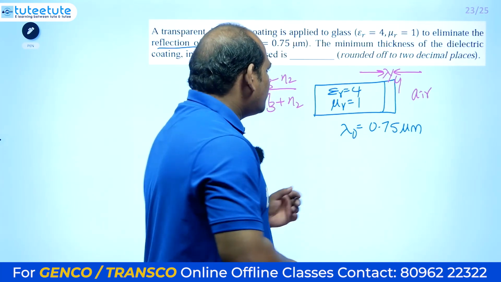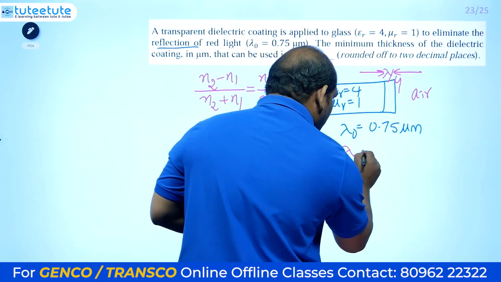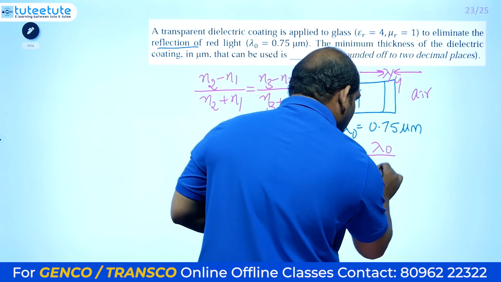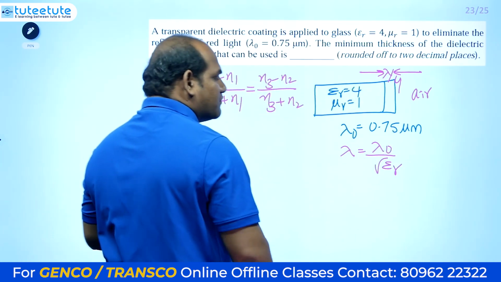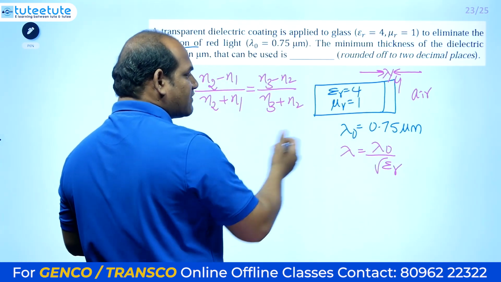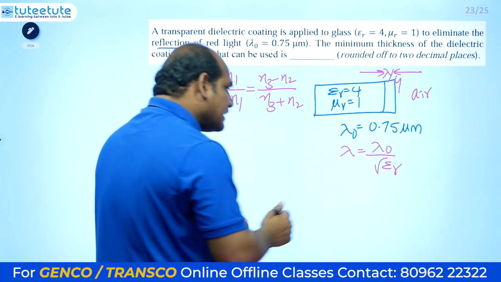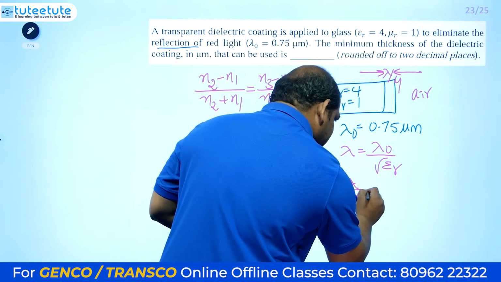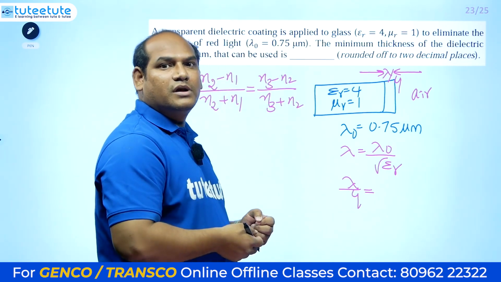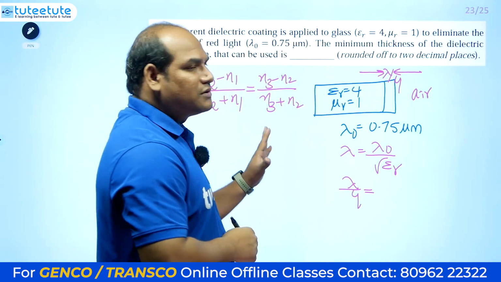So the lambda value we have to calculate using root of mu r epsilon r. We have lambda naught and we have the epsilon r value. Get the value of lambda and get the value of lambda by 4. That's it. You will get the answer. In this way we can solve this particular question.